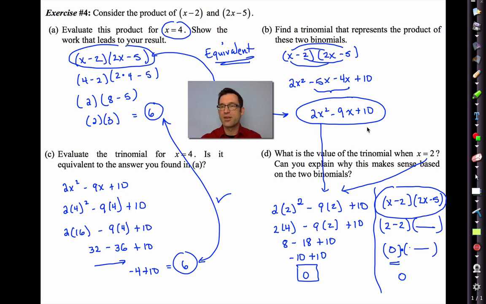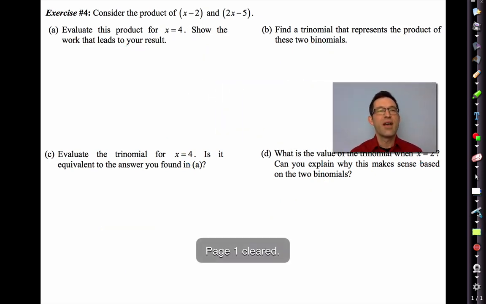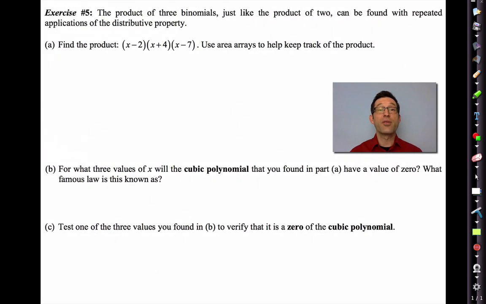Okay, let's clear it out. Exercise 5. The product of three binomials, just like the product of two, can be found with repeated application of the distributive property. Find the product, use area arrays to help keep track of the product.